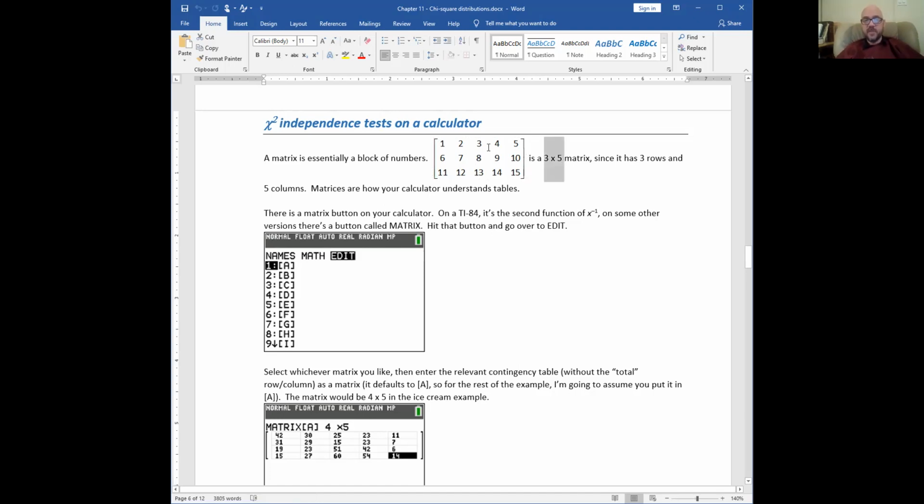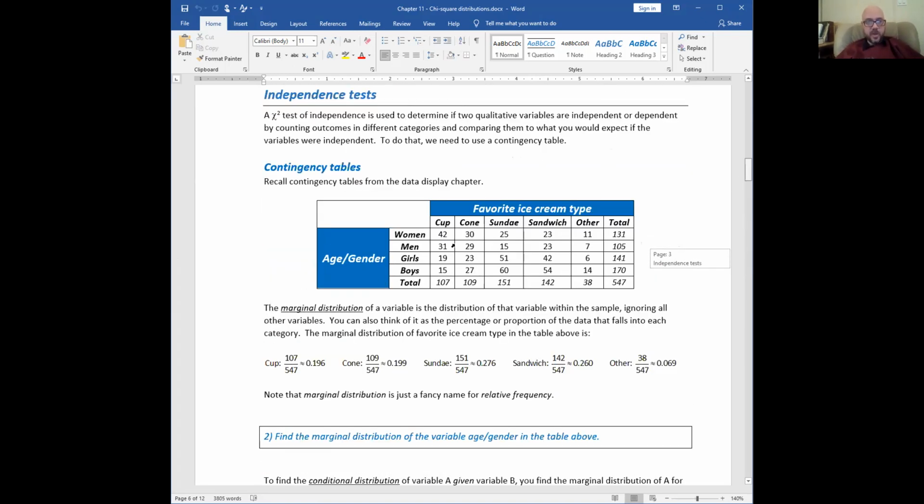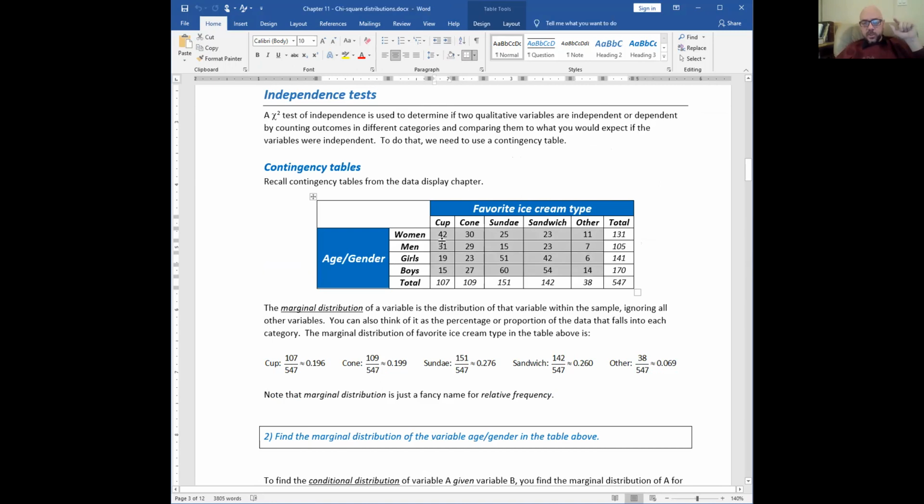So this is a 3 by 5 matrix. That size is going to be important because you're going to have to tell your calculator how big your matrices are. And what we're going to do is put this table right here into a matrix. So this part of the table, not the totals. Don't put the totals in. So we're going to put this part of the table into a matrix in our calculator.